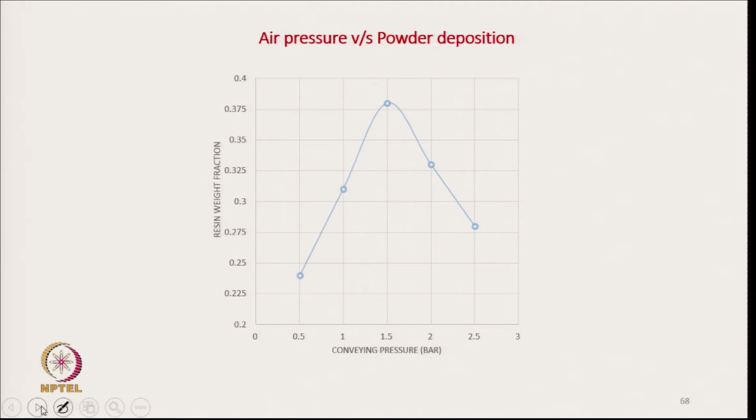The next experiment is the effect of conveying air pressure on powder deposition. Here we can see, as we increase the conveying air pressure from 0.5 to 1.5, there is a sharp increase in the resin deposition, but once it is more than 1.5 bar, there is a sudden drop in the powder deposition.